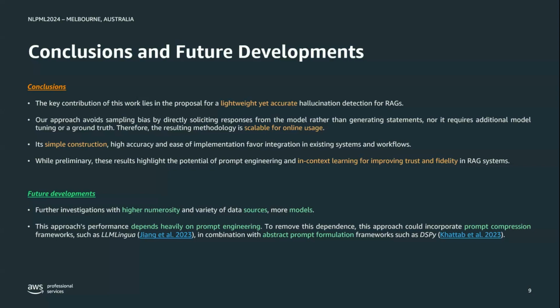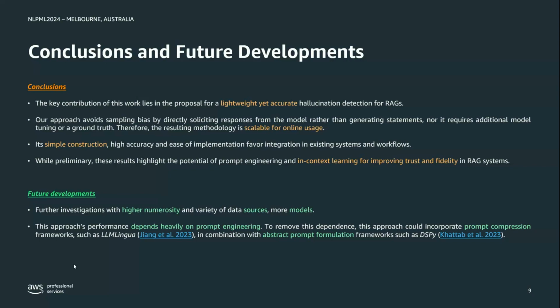This approach is a REST API that can be embedded in any chatbot. It is simple by design, so it can also be easily integrated in a workflow. And while preliminary, what we can prove is that we surely have a potential with this approach, with in-context learning, to provide trust and fidelity in RAG systems.